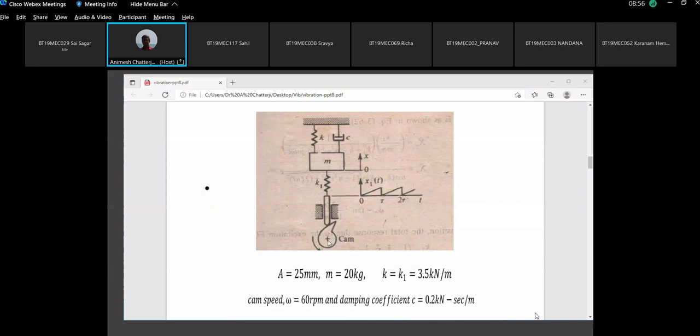Fine. Accordingly, we design the cam profile. So here the cam profile is designed in such a way that the follower is supposed to follow a sawtooth curve. Fine. But after you finish this problem, what do you learn? An interesting thing you learn. What is that?